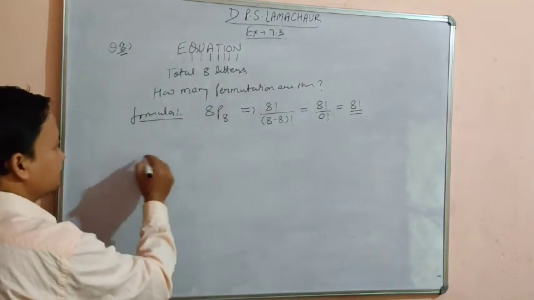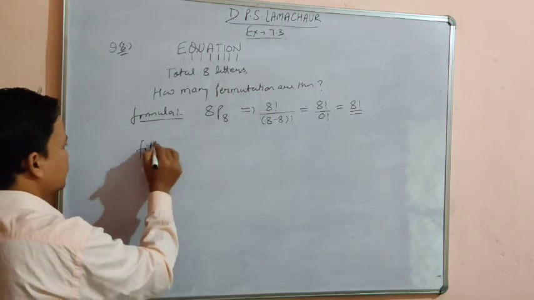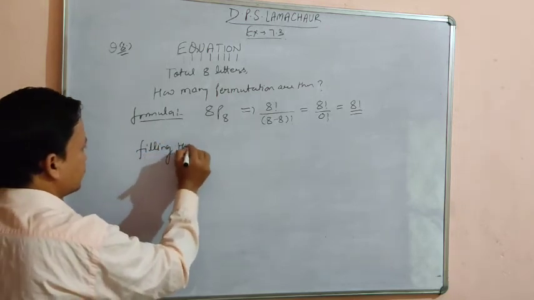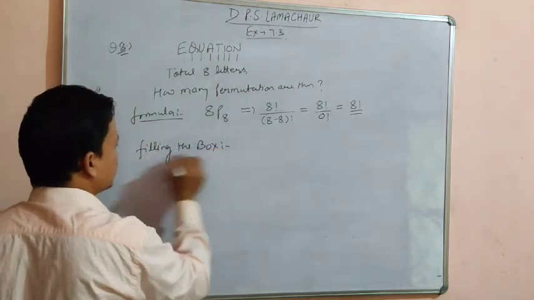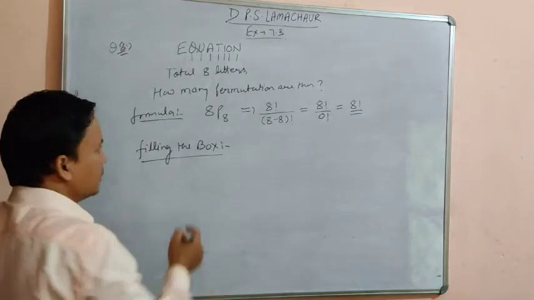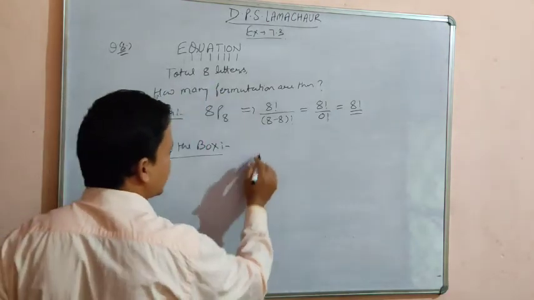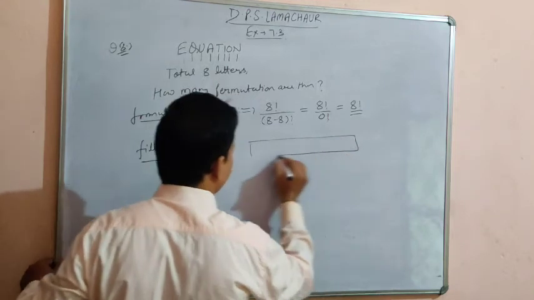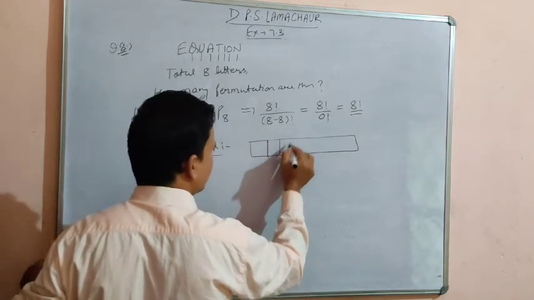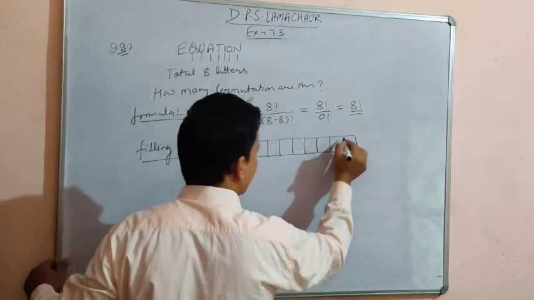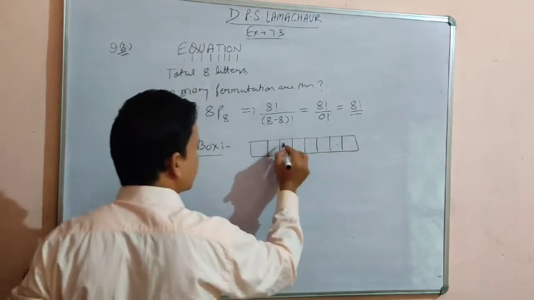Now the second method, the filling the box method, or vacant space you can say. So we have to make an 8-letter word. So we have to make 8 boxes. 1 2 3 4 5 6 7 8.